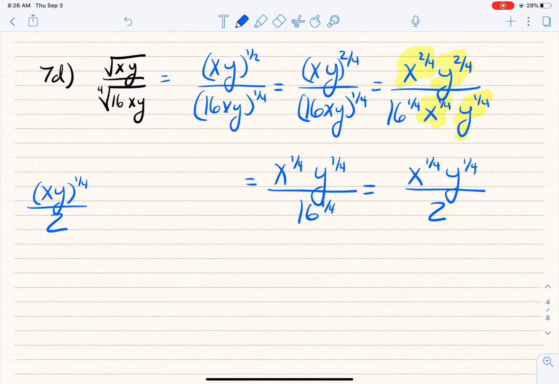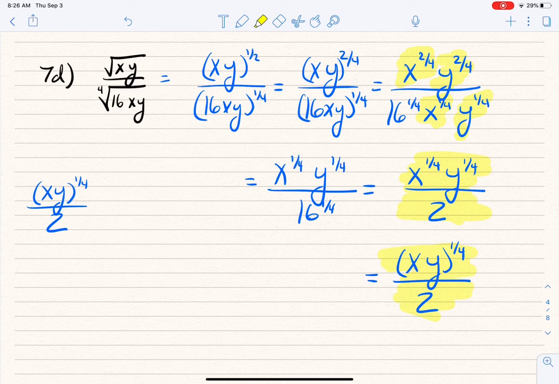And then if I want to make this just a little bit nicer looking, I might go ahead and combine those back and say, well, that's the same thing as xy to the 1/4 all over 2. Either of these answers, this one right here and this one right here, would be acceptable. And to some of you, that might be an easier way.